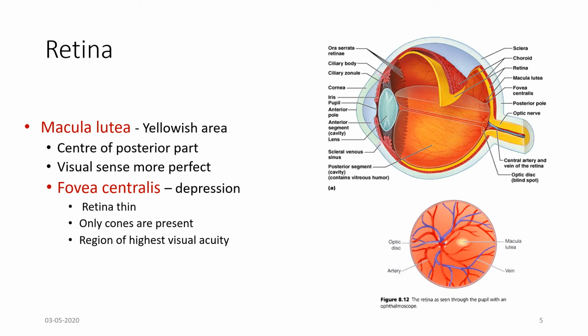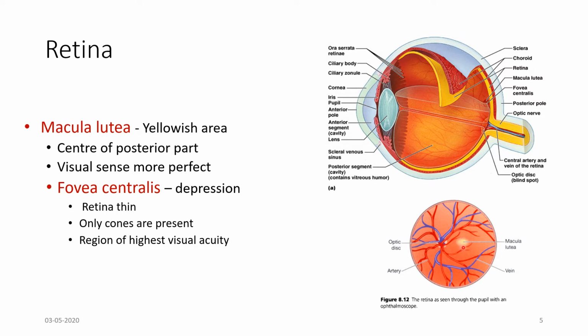Now coming to what is macula lutea and fovea centralis, we will learn here. The macula lutea means the yellowish area, which is at the center of the posterior part. This is the macula lutea, where the visual sense is more perfect. This is the macula lutea, which will be seen in ophthalmoscopic examination.